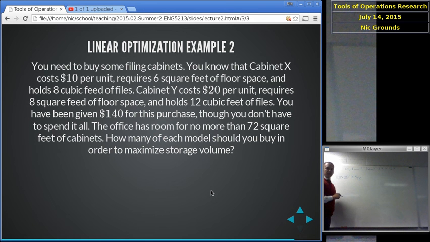Okay. The next constraint is that of floor space. Again, we can go no larger than 72 square feet, and each X cabinet requires 6 square feet, so 6X, plus each Y cabinet requires 8 square feet. So 8 times Y. 6X plus 8Y must be less than or equal to 72.